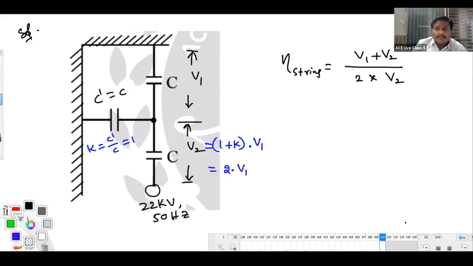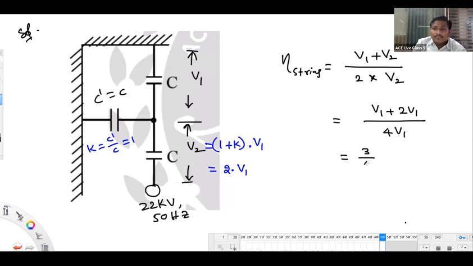Now we substitute that in this formula. (V1 plus 2V1) by (2 into 2V1, which is 4V1), so it will be 3 by 4. V1 will be cancelled out and you get 3 by 4, so it is 75% string efficiency. So what is the correct option here? B is the correct option to be chosen. Okay, next.